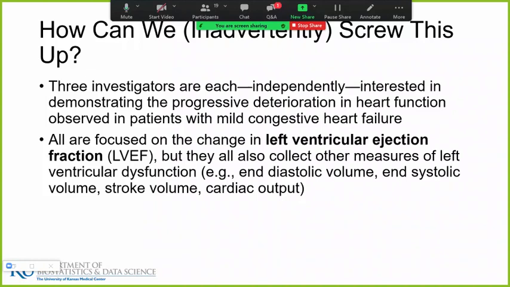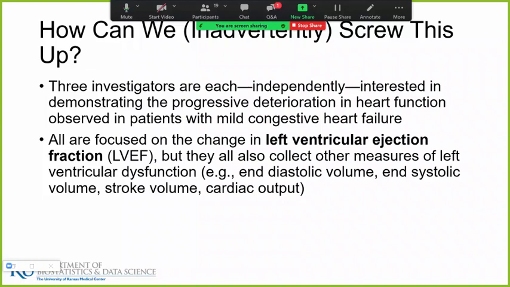And so our p-value is no longer a measure of just sampling variation, it's a measure of sampling variation and something else. So suppose, again, we have 3 investigators independently performing their own studies. Their studies are done in a way that they're very similar. They're all interested in progressive deterioration in heart function in patients with mild congestive heart failure. All 3 of them pick the same primary outcome because it's well accepted that this outcome, left ventricular ejection fraction, is the outcome to work with.